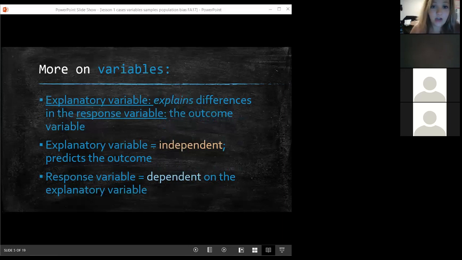And then we talk more about independence and dependence. So our explanatory variable is going to be the variable that's independent, and so nothing affects it. If you think about if you're an independent person, no one's going to affect you, so that's how I think of it. And that's going to be what's predicting the outcome. And then our response variable is what's going to happen after our explanatory variable, and that's dependent on whatever the explanatory variable is. So our response variable is going to change in regards to what the explanatory variable is. And we'll go over some examples of that, but that's just the base of what these things are.